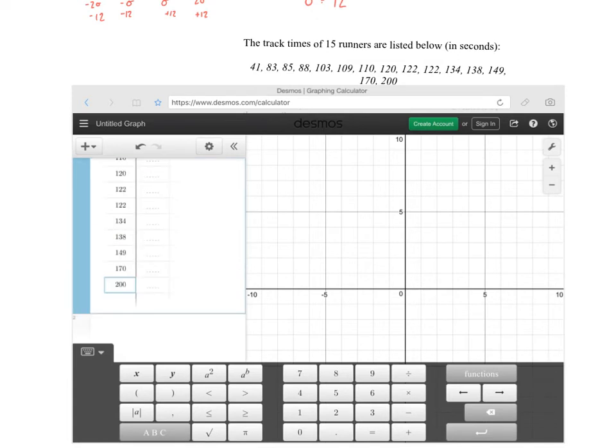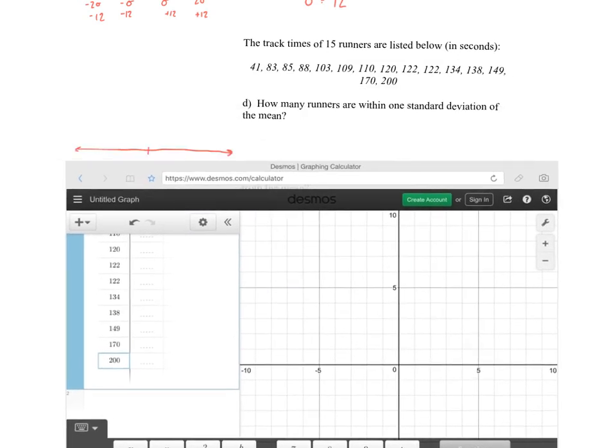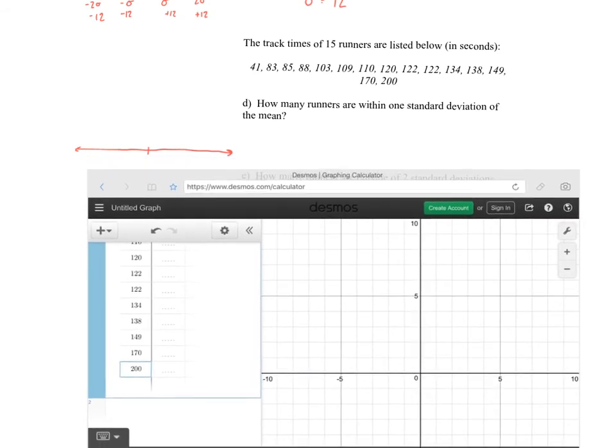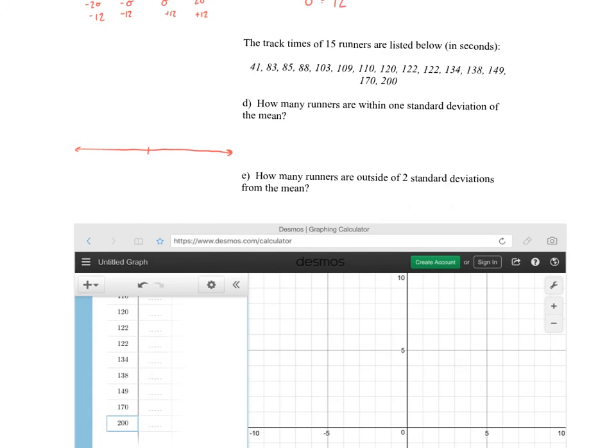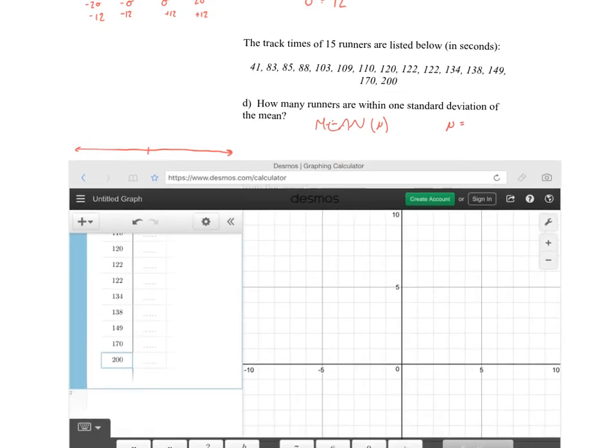All right, now that all our data is in the table, we need to calculate how many runners are within 1 standard deviation of the mean. So we got to know a few things. First, we have to know what the mean is. A lot of the times, you're going to see that a symbol we use for mean is this mu, that's what it's called. That's a symbol we're going to use often for mean. So the mean of this sample, well, we can figure that out by using our Desmos graphing calculator.